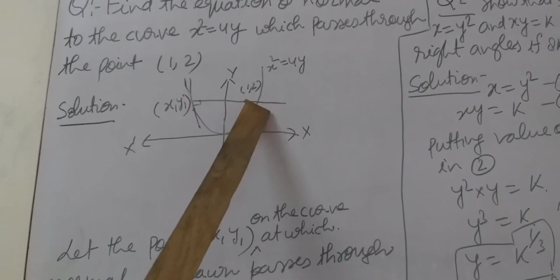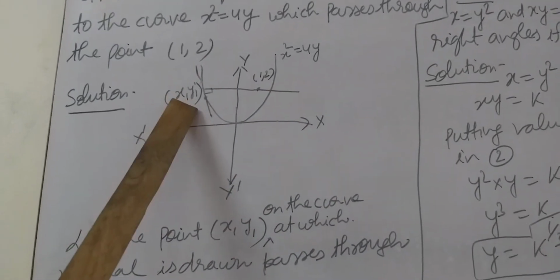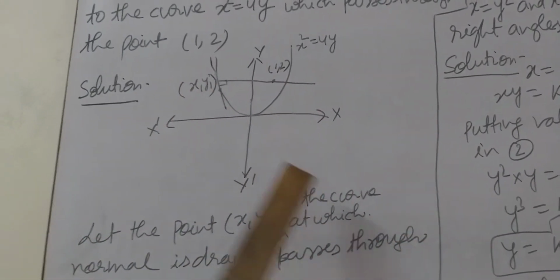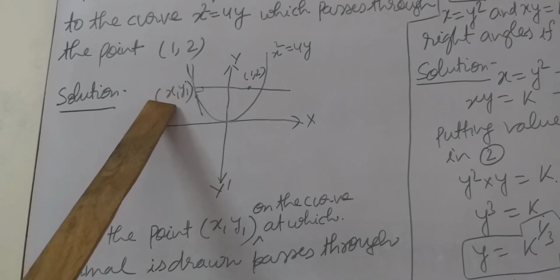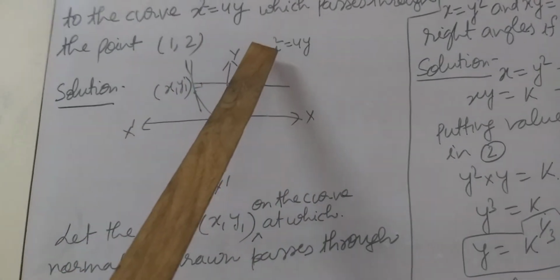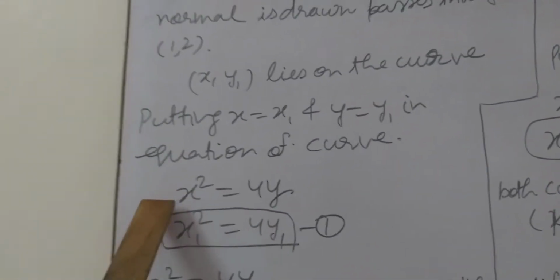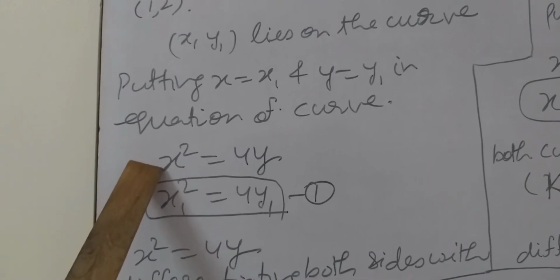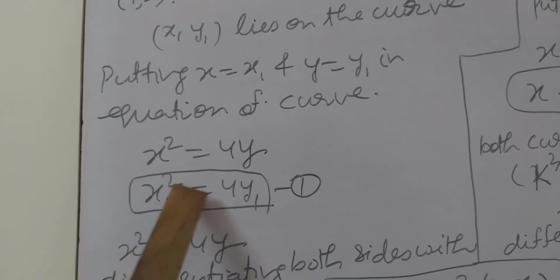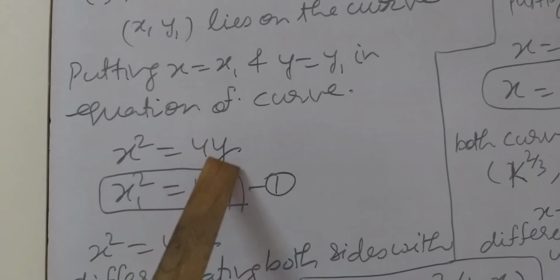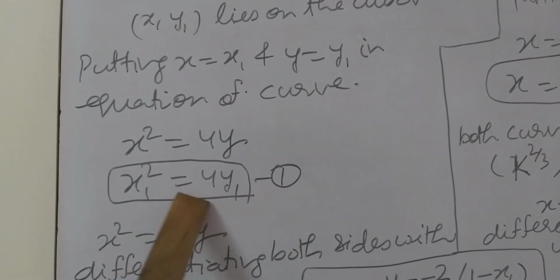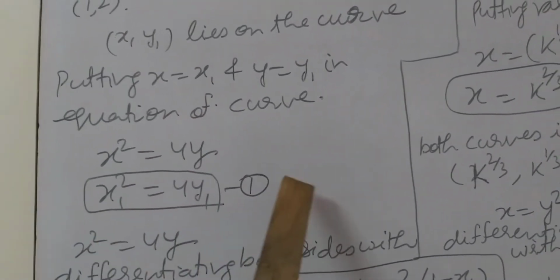So this point lies on the curve. So this point will satisfy the equation of curve. So we are going to put x1, y1 in the equation of curve at the place of x and y. So when we put x1 at the place of x, it will become x1 square equals to, at the place of y we have to write y1, 4y1. So this is equation 1.